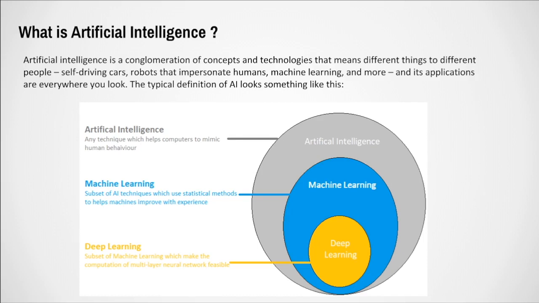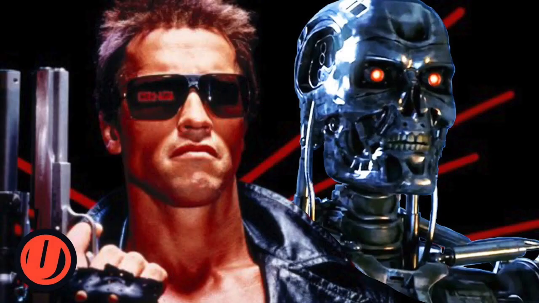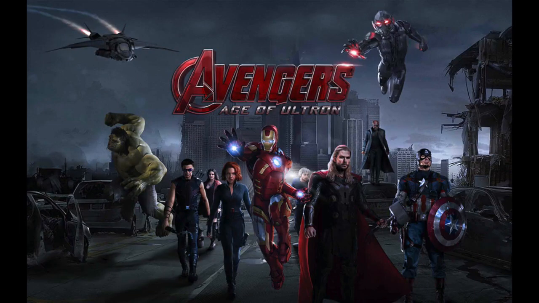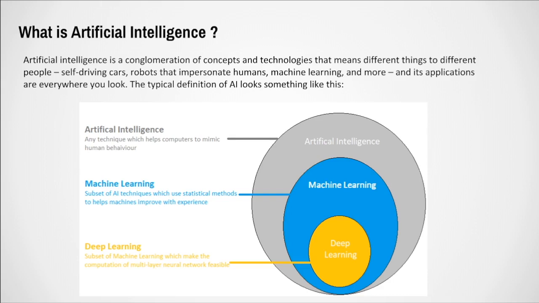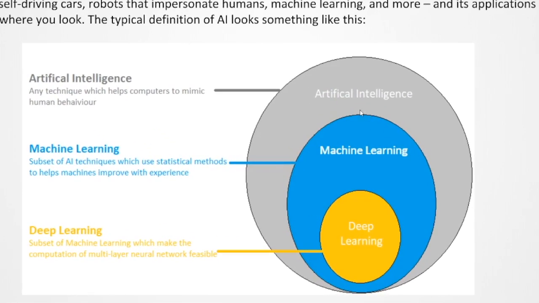If you ask me what is artificial intelligence, the first thing which comes to my mind is Terminator, or let's say the Avengers Age of Ultron, or maybe the iRobot movie, right? So that's what artificial intelligence is as per me. But if you want to understand a more geeky definition of artificial intelligence, you should refer to this diagram. Artificial intelligence is a technique which helps computers mimic human behavior.